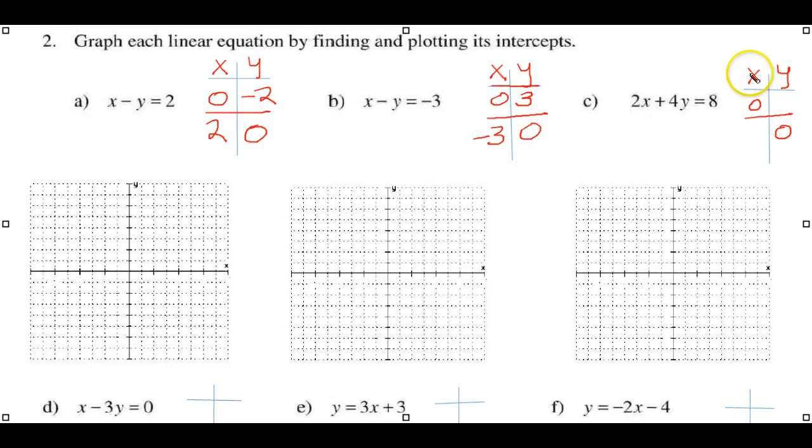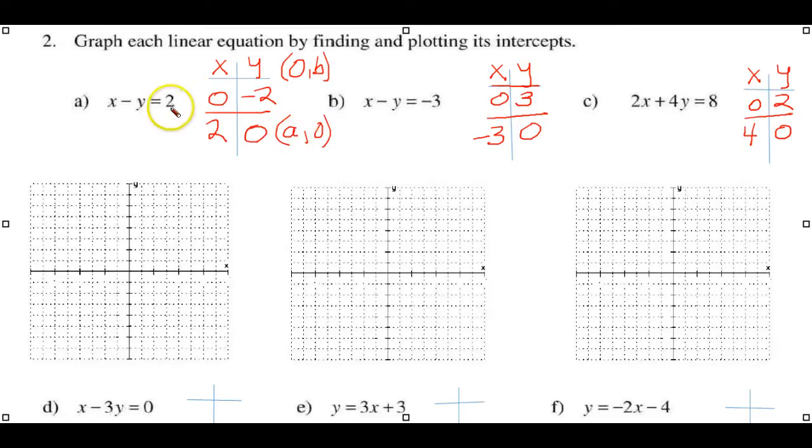Here, if x is 0, we're left with 4y equals 8. Divide both sides by 4. y is a 2. If y is 0, 2x equals 8. Divide both sides by 2. x equals 4. Now notice these are in the form of, over here for instance, 0, comma, b. And this is a, comma, 0. This is your y-intercept. This is your x-intercept.